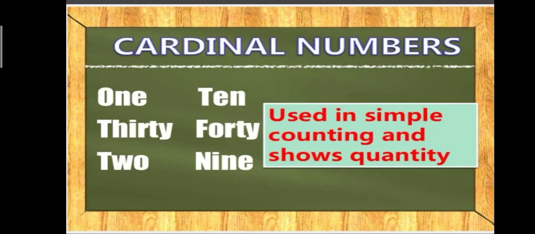Next one, cardinal numbers. Cardinal numbers are simply the counting we use along with the nouns. For example, I have got one pair of nice shoes. Okay, 30 students have come today. So simply when we are using counting in sentences before a noun, those all are cardinal numbers.